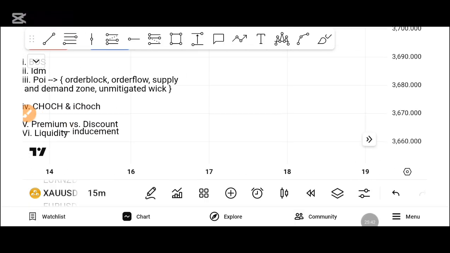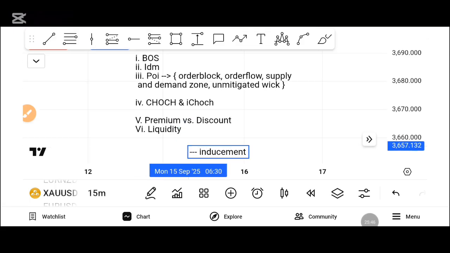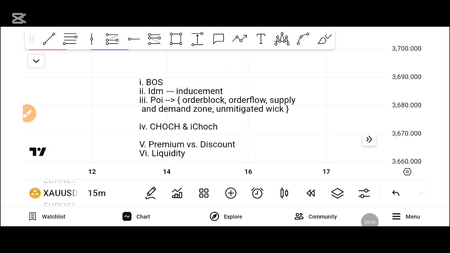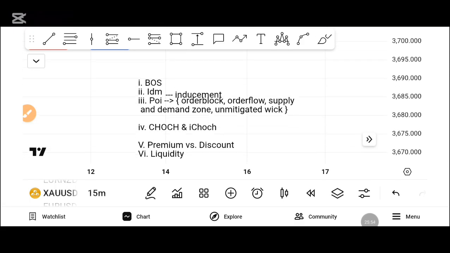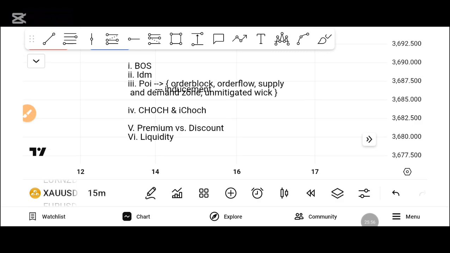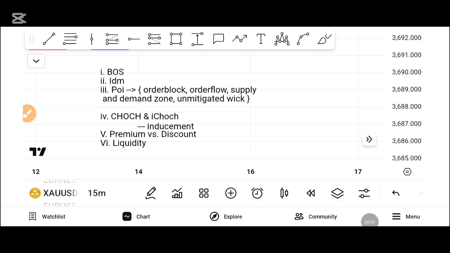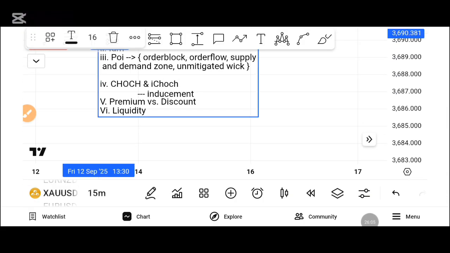Oh my god. Sorry for this thing, because it just keeps popping up.